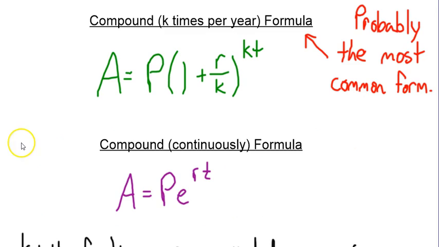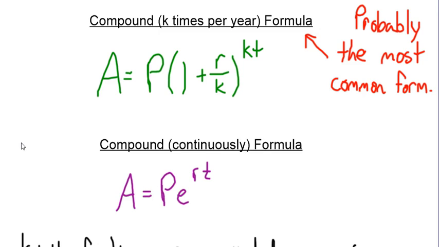The next thing we're going to look at is interest being compounded K times per year, so meaning multiple times a year, and interest being compounded continuously. So in the first one, we have A equals P times the quantity 1 plus R divided by K, so that's our interest rate divided by the number of times it's compounded per year. And our exponent is K times T. T represents the number of years, K represents how many times it's compounded.